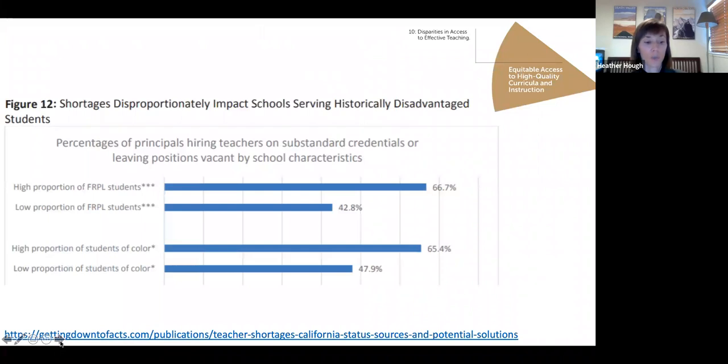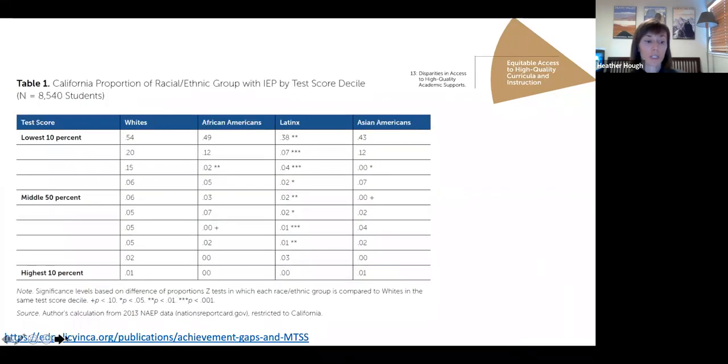And when students are in K-12, they have varied access to qualified teachers. Getting Down to Facts research by the Learning Policy Institute showed that 65% of principals in schools that serve a high proportion of students of color report that classrooms are staffed by underqualified teachers, compared to only 48% in schools with a low proportion of students of color. And research by George Farkas has shown that low-performing African-American students are actually less likely than low-performing white students to be identified for special education services, giving them less access to the kinds of supports they might need to thrive.